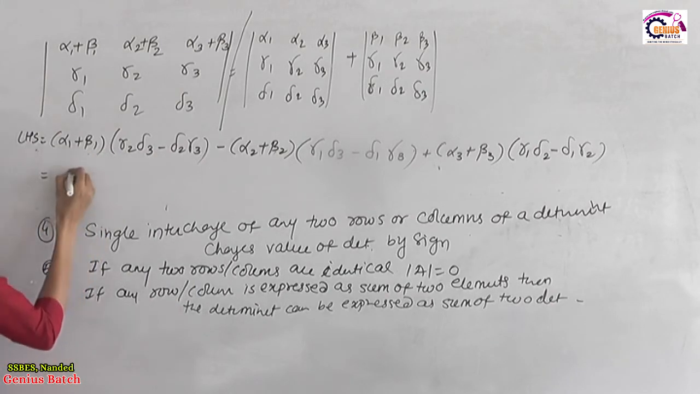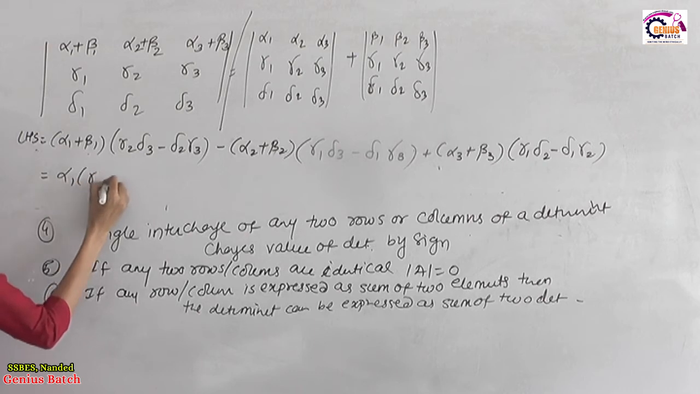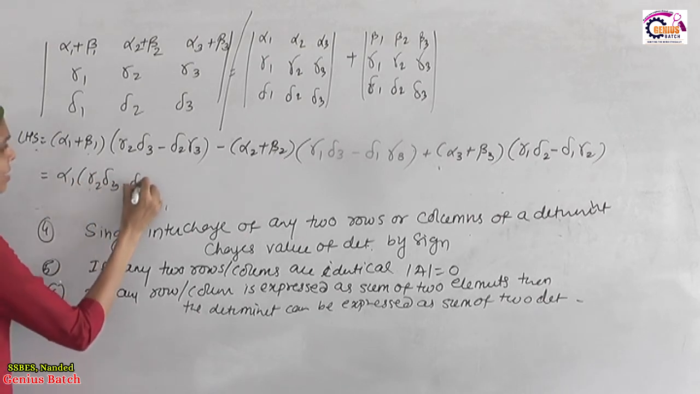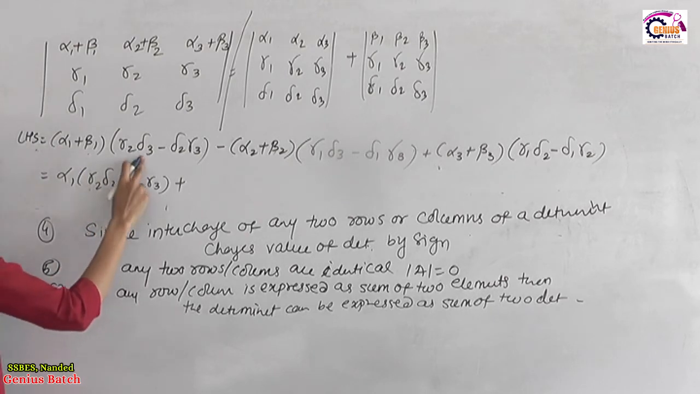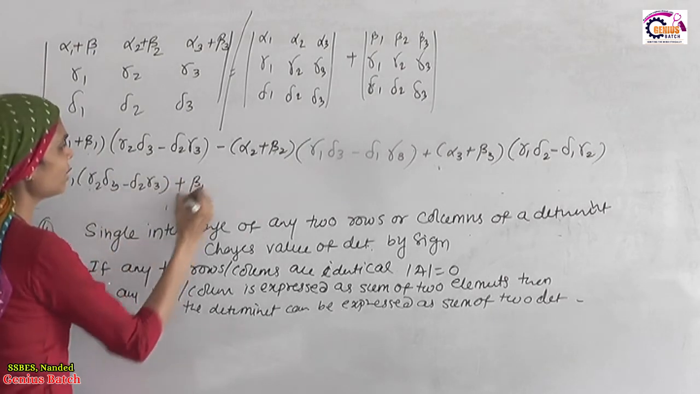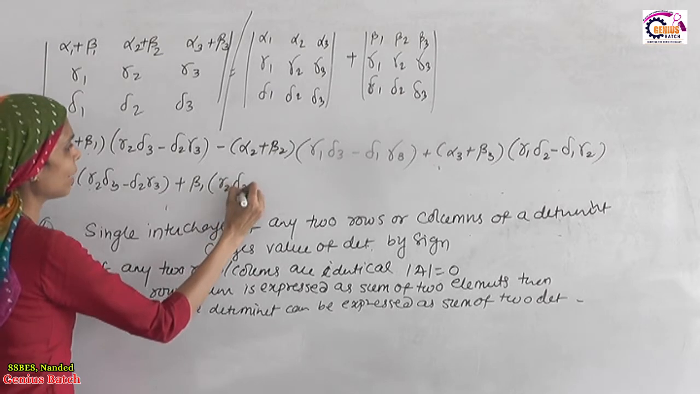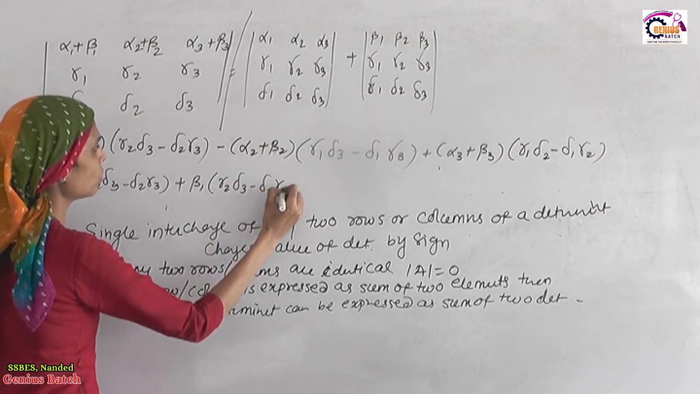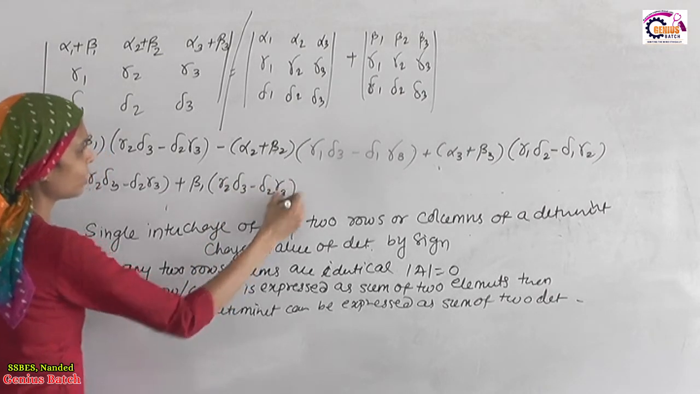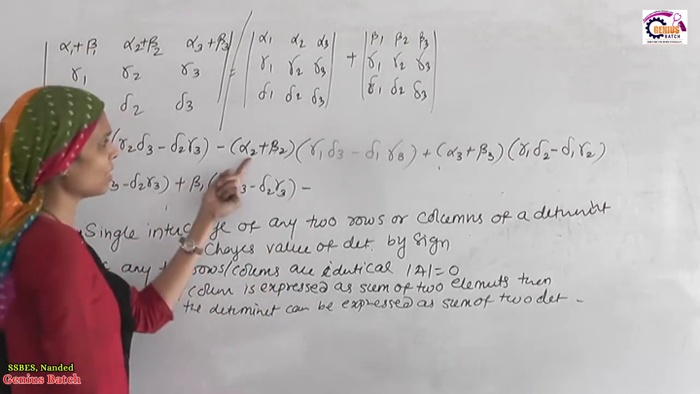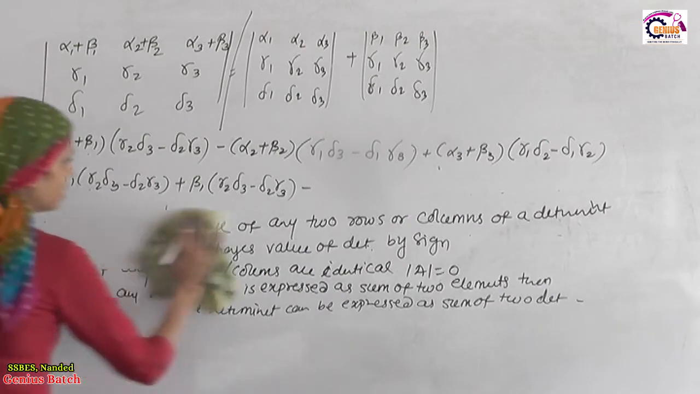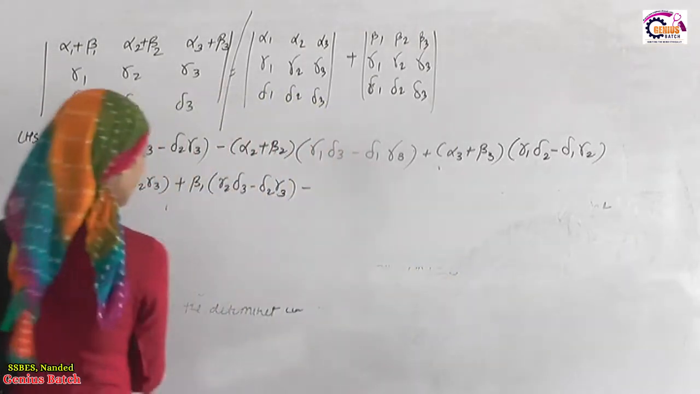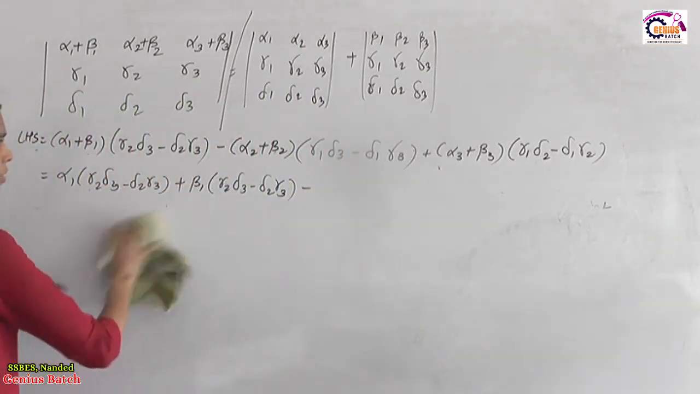I can write this as alpha 1 into gamma 2 delta 3 minus delta 2 gamma 3 plus हे alpha 1 नी मल्टिप्लाय केला. Now I can multiply by beta 1. So beta 1 into gamma 2 delta 3 minus delta 2 gamma 3 minus. सिमिलरली हे पण एक्सपांड करू शकते. थोडंसं लेंदी आहे बट सी, I can expand this also.